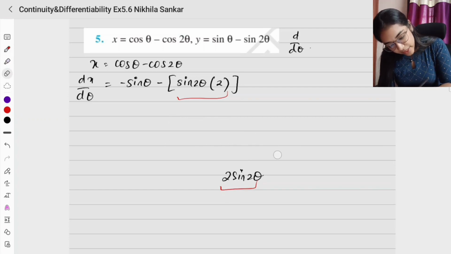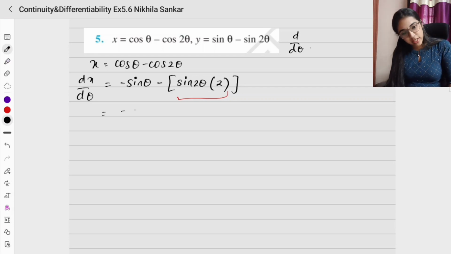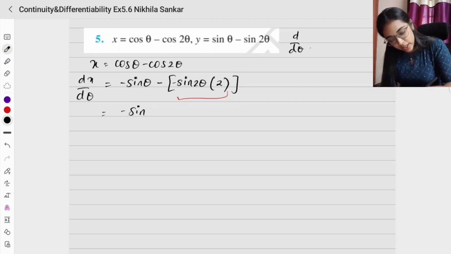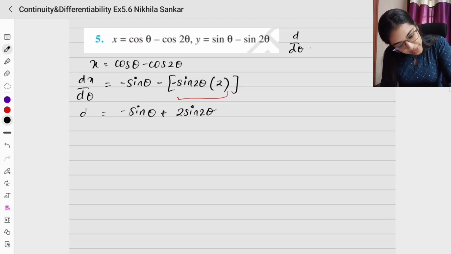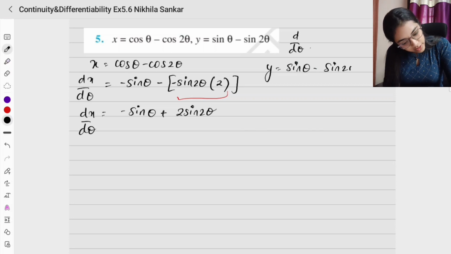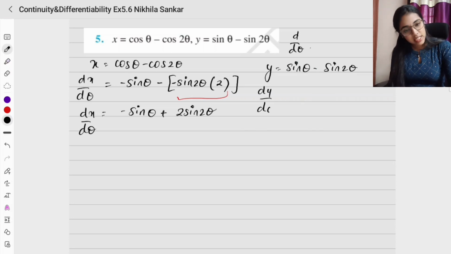Now this becomes minus, see I missed the minus. Cos theta's derivative is minus sin theta. So what will I have? Minus sin theta plus 2 sin 2 theta. So this is my dx by d theta. Now what is y? Y is going to be sin theta minus sin 2 theta. So dy by d theta is going to be, sin theta's derivative is cos theta, minus sin 2 theta.